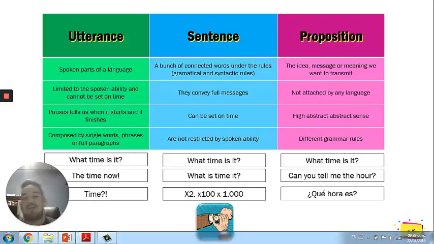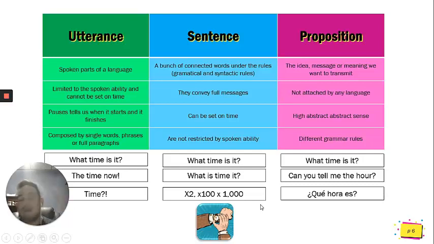For example, if I say, what time is it? What time is it? What time is it? We have just one sentence, or one question, but we have three utterances. Okay? That's an important point to identify.